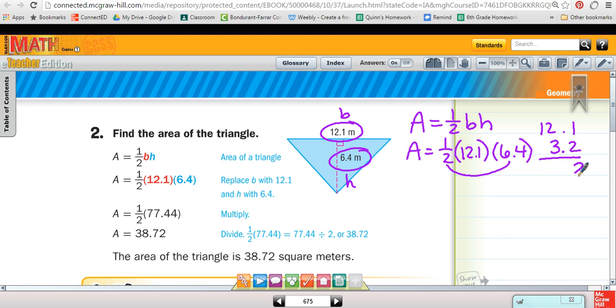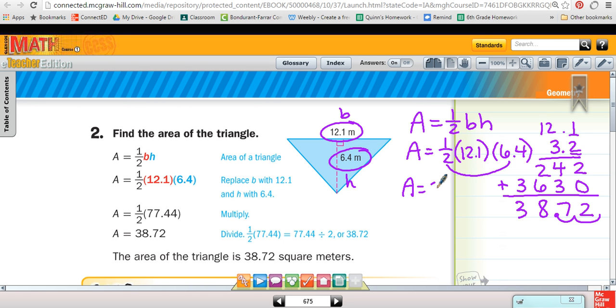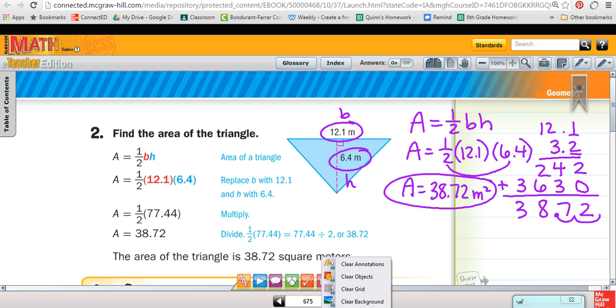times 3.2. So I get 2, 4, 2, placeholder, 3, 6, 3. Add those together. 2, 7, let's see, that would be 8, and 3. So if I have 2 spots behind the decimal, 1, 2, my area is going to equal 38 and 72/100 square meters. Okay, so the process is the same whether we have whole numbers, decimals, or fractions, we're still going to go about it similarly.